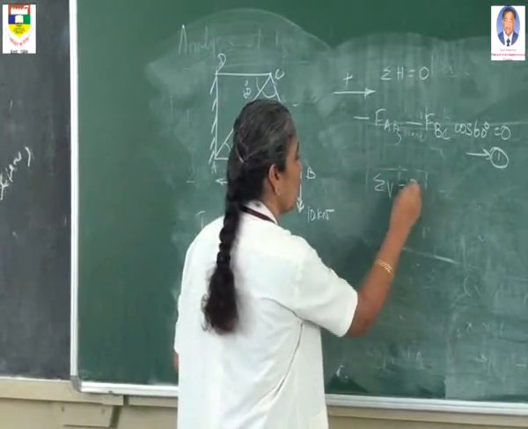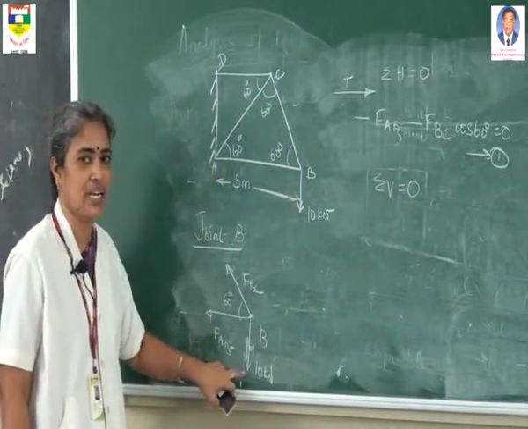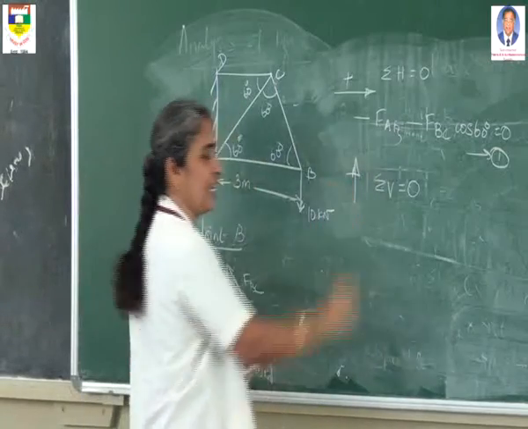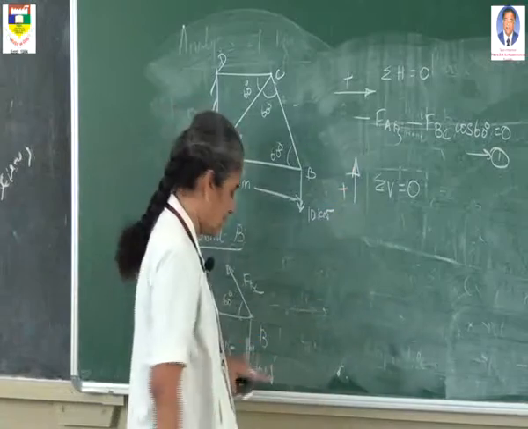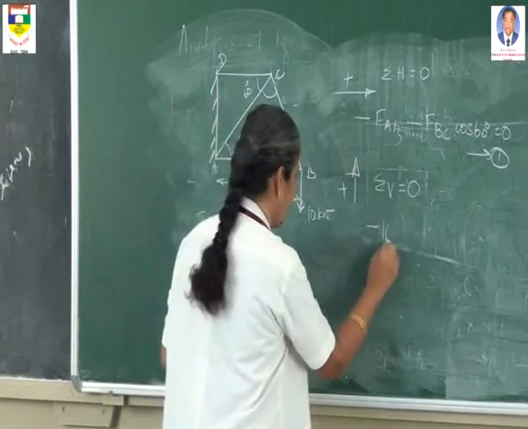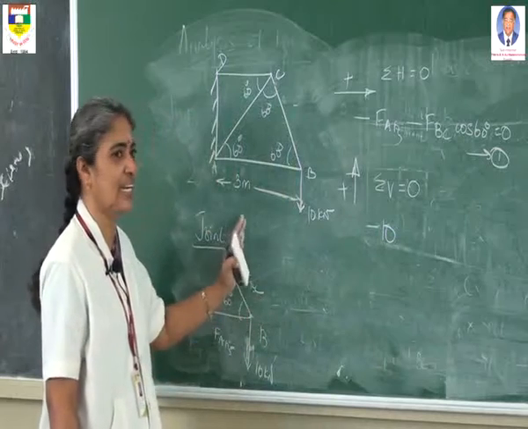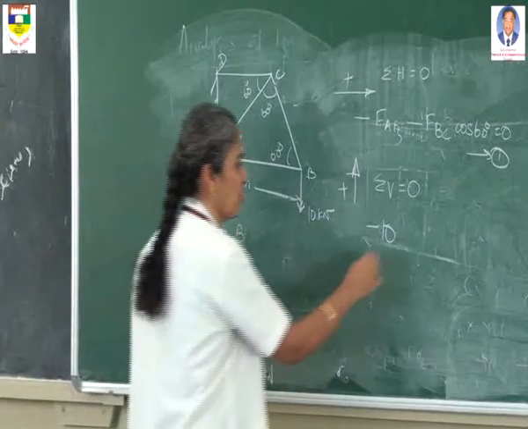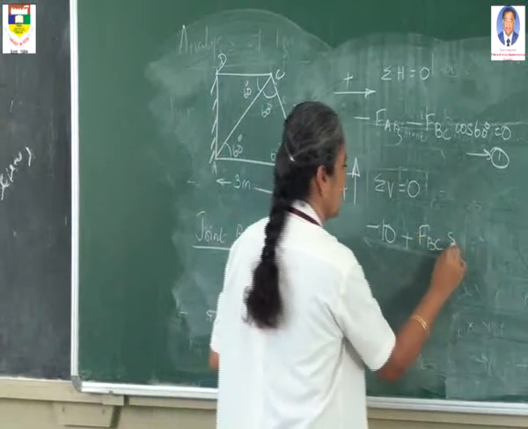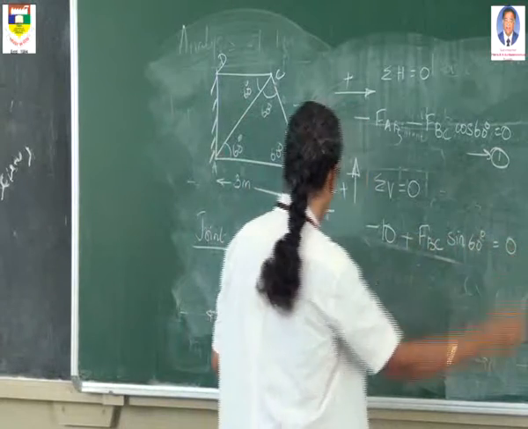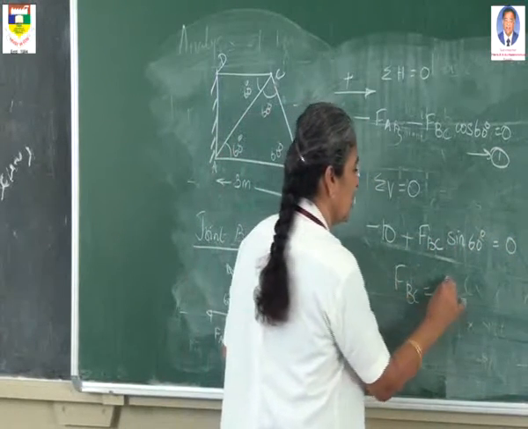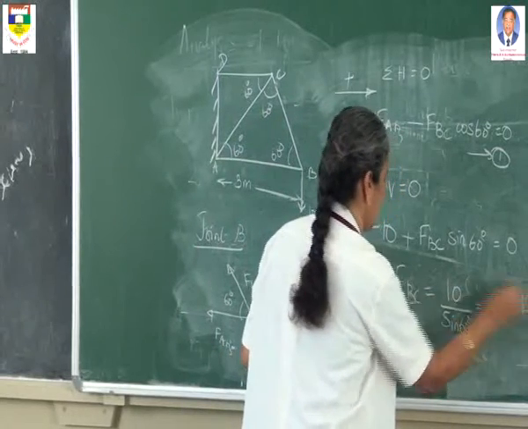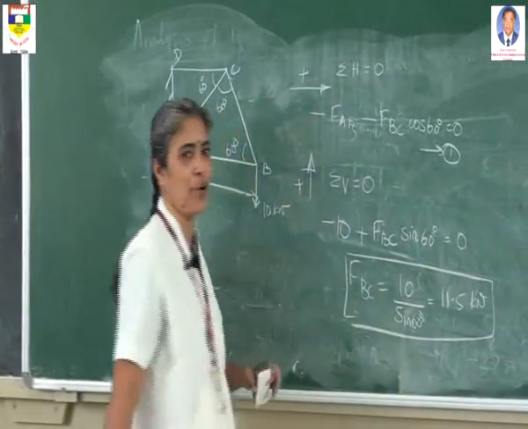Next you have to consider the forces in the vertical direction. In the vertical direction, one load is acting in the downward direction, that is the external load 10 kilonewton, and the force which is acting in the upward direction is taken as positive. This force is acting in the downward direction, so it is minus 10. Then you resolve this FBC in the vertical direction. The vertical component is sine and this force is acting in the upward direction, therefore it is taken as plus FBC into sine 60 equal to 0. So FBC is equal to 10 divided by sine 60, which is equal to 11.5 kilonewton. So FBC is determined as 11.5 kilonewton.